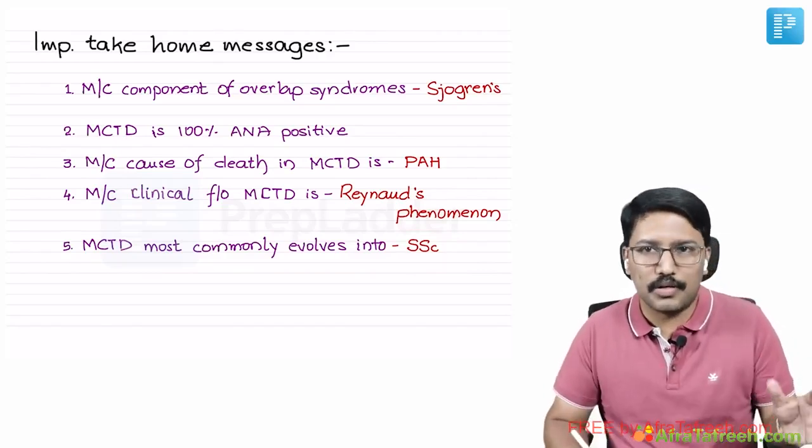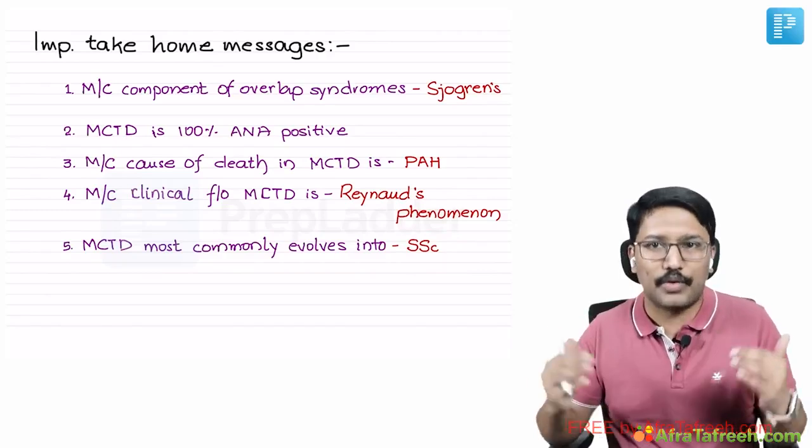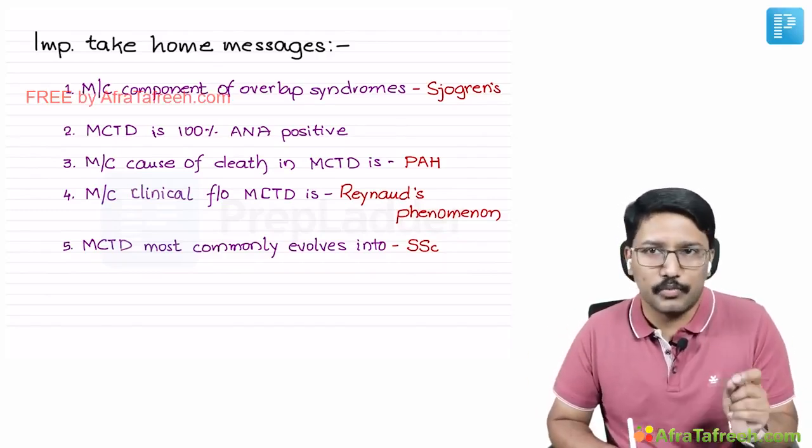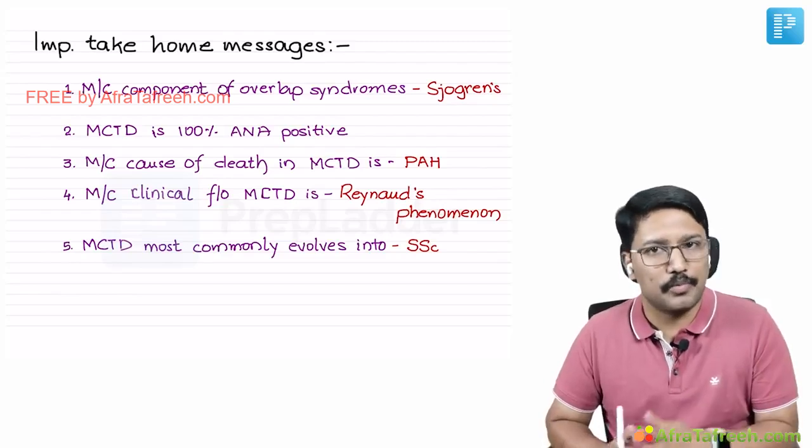Evolution is not a rule. Majority of the cases remain as MCTD. They continue to have the shared features. But if at all it is evolving into something, it is SSc. That is the most common thing. Followed by SLE, followed by rheumatoid arthritis.